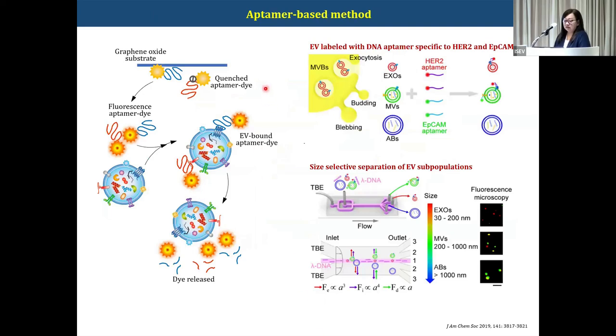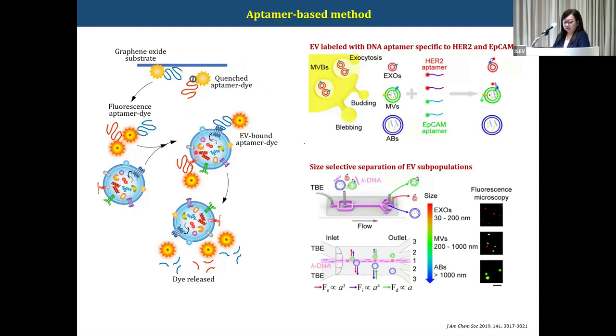So aptamers are short single-stranded oligonucleotides that have high affinity for a given target. Because of their nucleotide-based structures, aptamers are more stable and more accessible to modifications compared to antibodies that are used for capturing EVs. Without the presence of EVs, the aptamer dye is quenched by different means, either by attachment to the substrate or by another molecule.